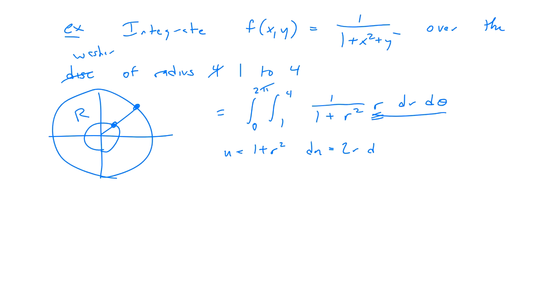I'll leave off the limits and the outer integral, but it would become, I don't have the 2, so I get 1/2 times 1 over u. No more integral, except in the antiderivative. And the antiderivative of 1 over u, of course, is ln of u.